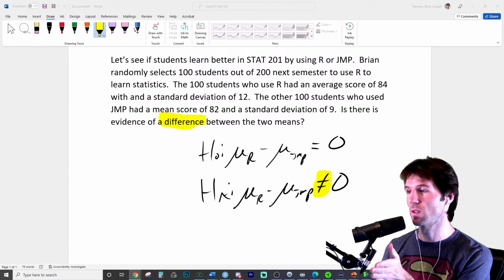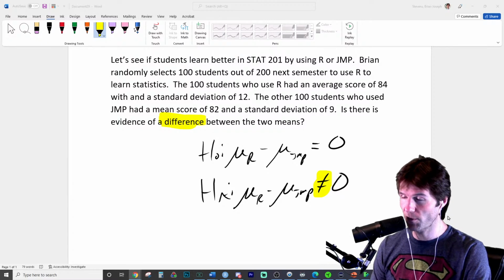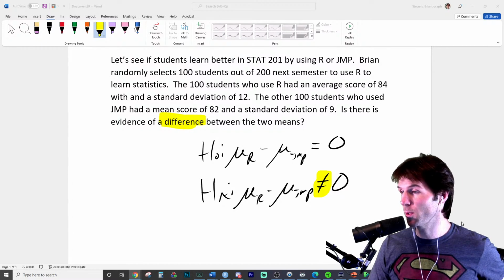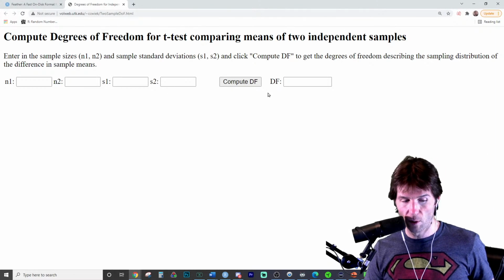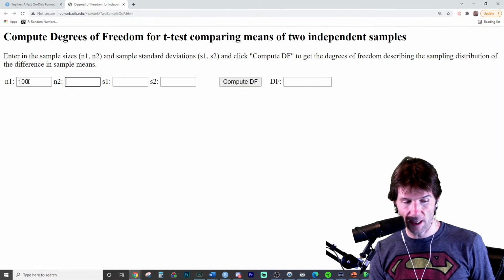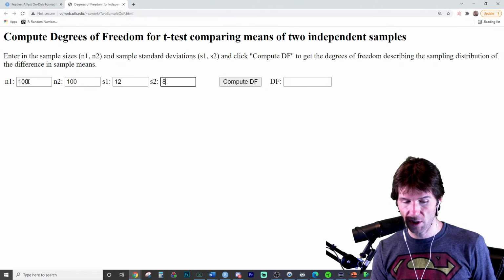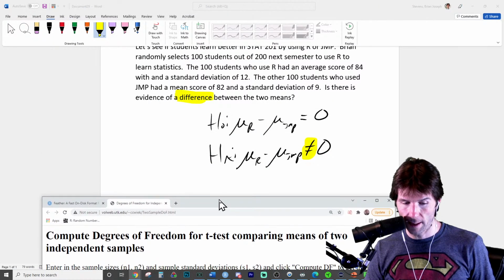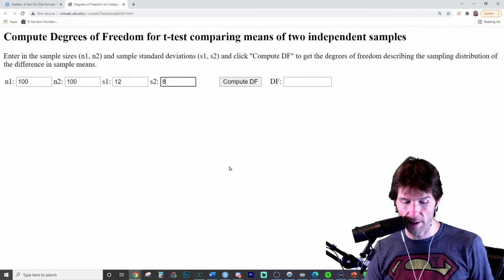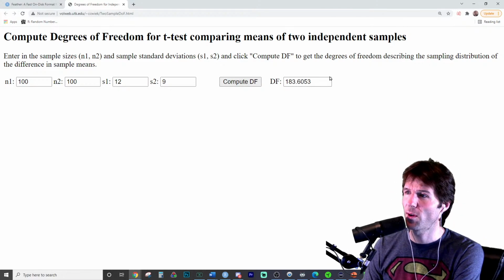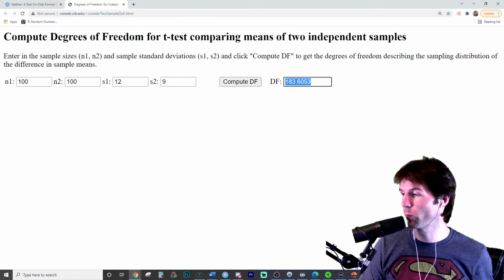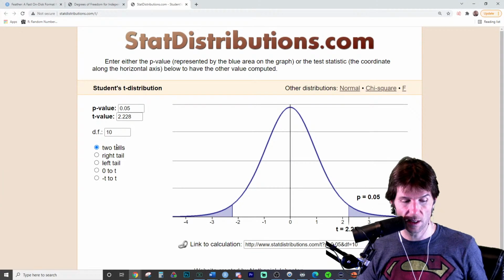Kayla, amazing work this semester. If you're saying, where's the app for the degrees of freedom? Because you know the two-sample T has the complicated degrees of freedom thing that we do. So we have to go over here and put in the sample sizes and the standard deviations. I think those were 12 and 9 respectively. And so we're going to get something like 196 degrees of freedom. Oh, 183. I was pretty far off. We'll round this to 184 because when we go to the T applet, we'll eventually use this.